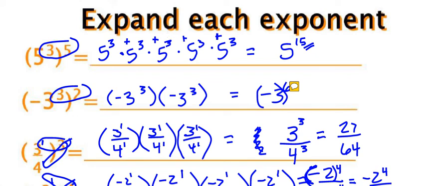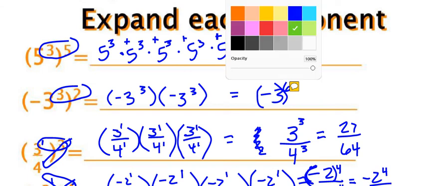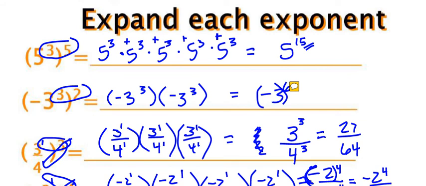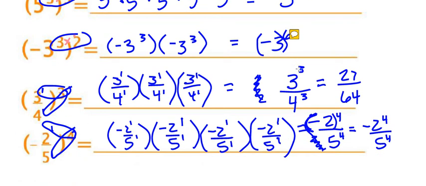So if we're looking here, you're going to see that our powers here were 3 and 5, and we ended up with 15. Well, what is 3 times 5? It is 15. Here we had 3 cubed raised to the second power, and we ended up with a 6. Well, what is 3 times 2? It is 6. Here we had 3 to the 1st and 4 to the 1st. What is 1 times 3? It's 3. And 3 times 1 is still 3.